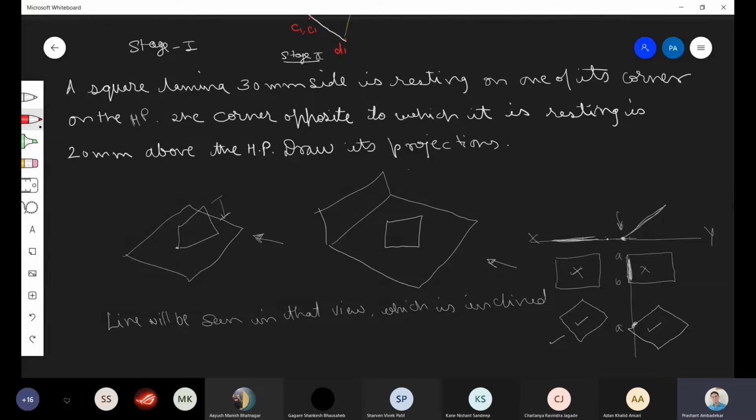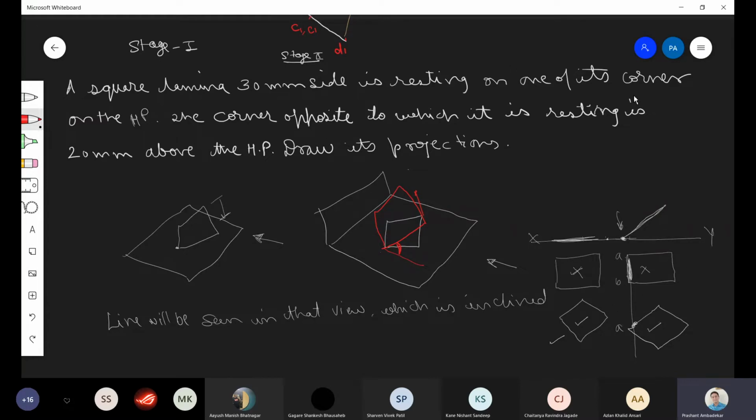In the second stage, what will we do? We'll keep this point here itself, and we'll raise this point such that it becomes like this, inclined to the HP. So this is making some angle with the HP. Now this angle is not known, but how will we come to know the angle? For that we will read the second sentence.